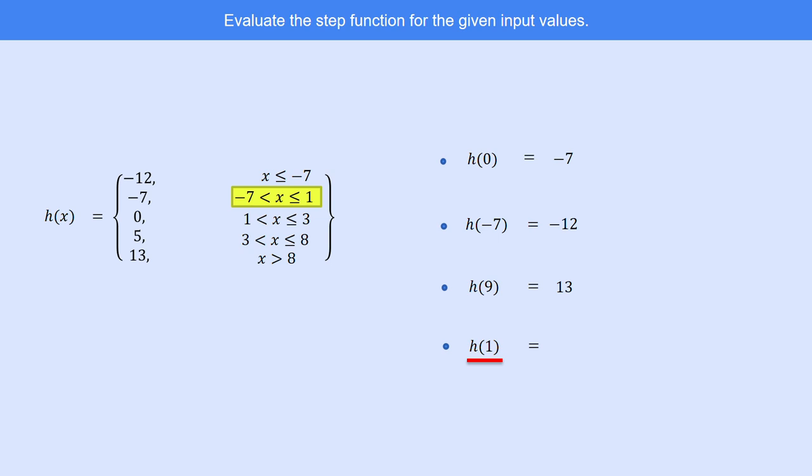includes 1 because it is defined by x being greater than -7 and less than or equal to 1, and the third interval does not include 1, we use the second interval. So the output is going to be -7. Hence the value of h of 1 is also equal to -7. This is how we evaluate a step function using its function rule.